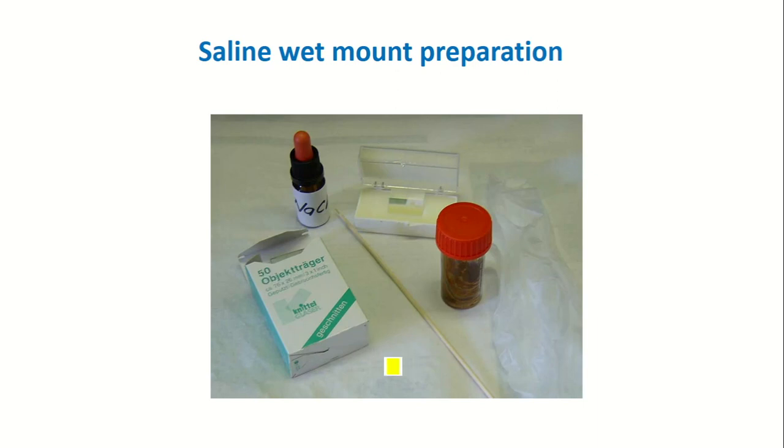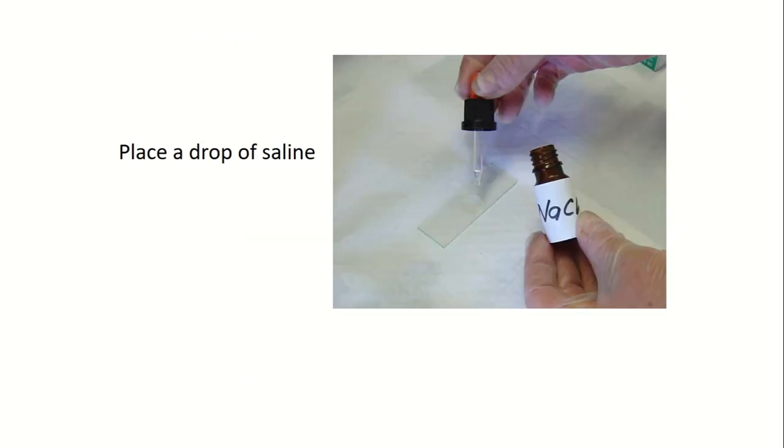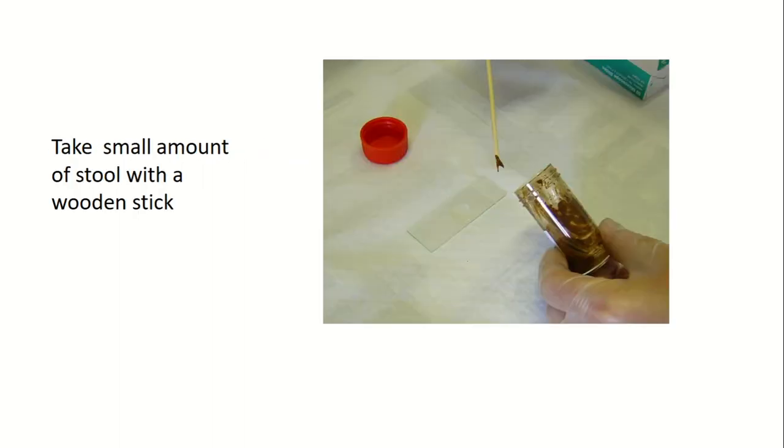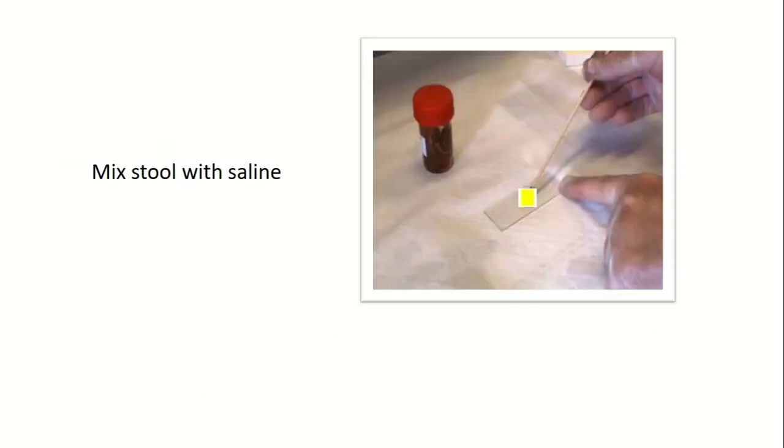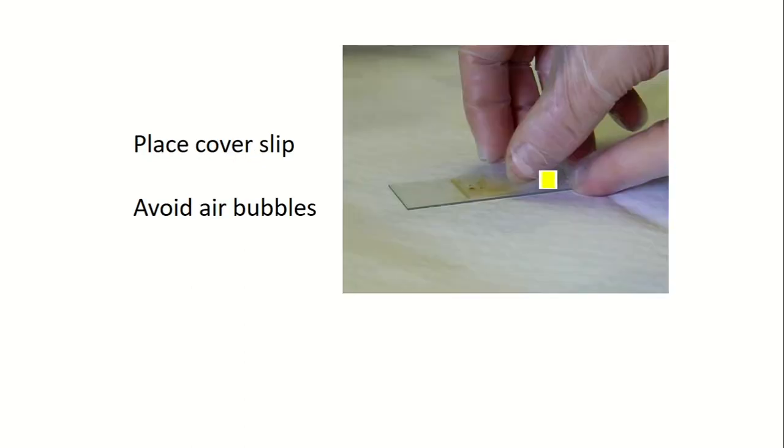Now these are the saline and iodine preparations. Saline wet mount preparation, how to do it? First, place a drop of saline on the slide. Now take a small amount of stool with the wooden stick. This is the stool container. Now with this stick, you put some stool sample on the slide. Now we are going to mix it. Now place a cover slip and make sure there is no air bubble. This is very important.